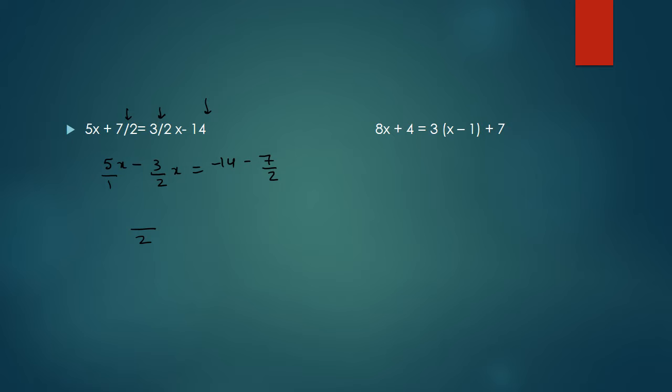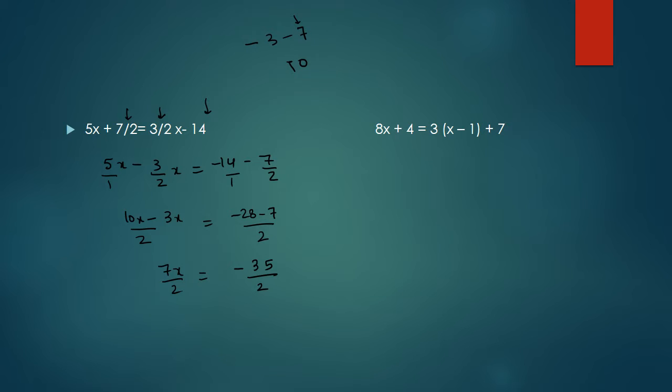Now do cross multiplication, 5 twos are 10, minus 3 ones are 3. Here also 2 ones are 2 in the denominator, cross multiply, 14 twos are 28, minus 7 ones are 7. 10 minus 3 is 7x by 2. This is minus minus plus, 28 and 7, 35 by 2. Make sure that we know that minus minus is plus, so 7 and 3, 10.